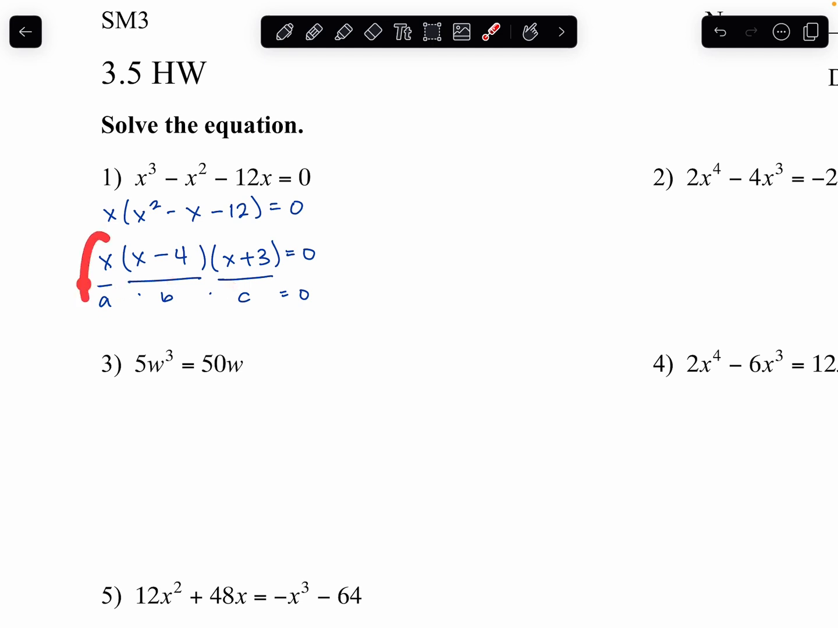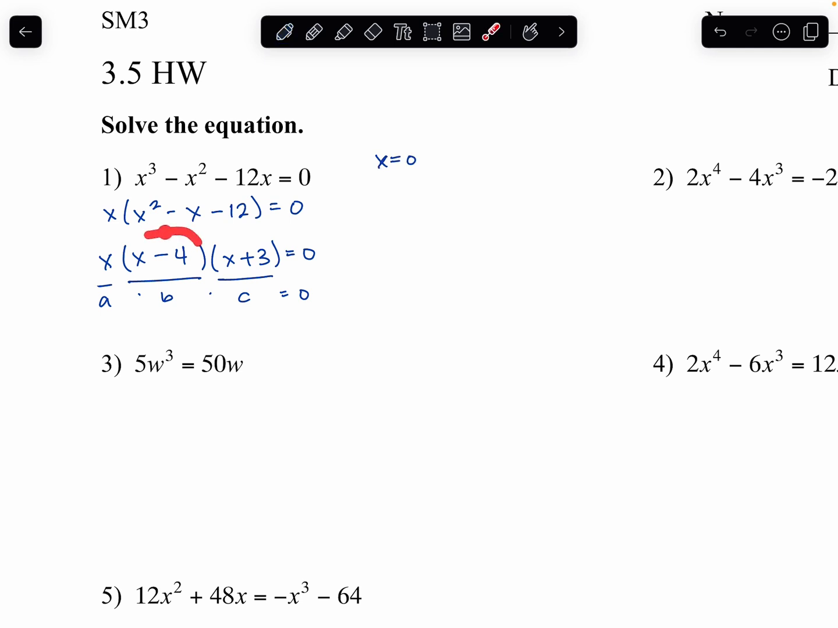So let's think about this first one. What would have to be the value of x here to make it equal to 0? Well, that would have to be 0. If this is 0, it doesn't really matter what these become because this will be 0, and I'm multiplying, so all of it will just become 0. So x equals 0 is a solution here.